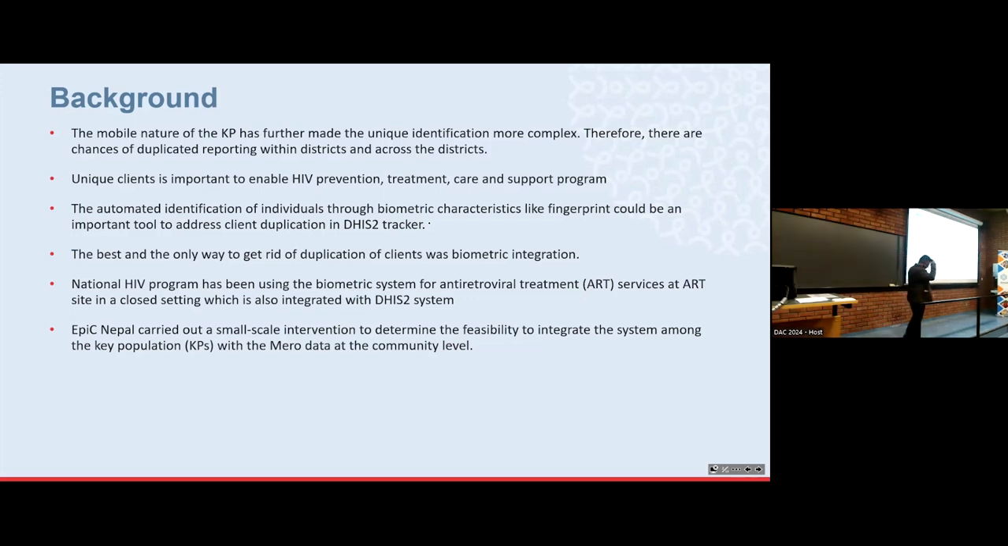At the national level, we have already implemented a biometric system in a closed setting among those taking ART treatment. The coverage is almost 90% for those taking antiretroviral treatment services at ART sites. However, we don't know how people would accept it, or whether the integration would be feasible at the community level. So in our work, EPIC Nepal, FHI 360 carried out a small-scale intervention to determine the feasibility and acceptability of biometric integration at the community level among these populations.